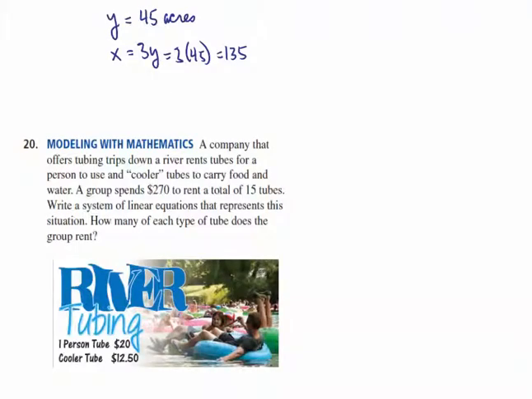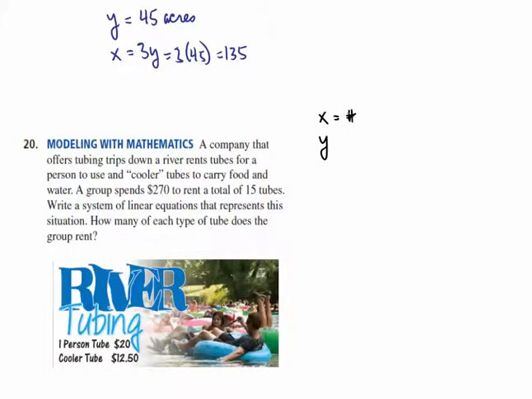Okay, in problem number 20, we have a company that offers tubing trips down a river, and they rent tubes for a person to use and cooler tubes to carry food and water. Now, a group spends $270 to rent a total of 15 tubes. Write a system of linear equations that represents the situation, and how many of each type of tube does the group rent? So what are we trying to figure out here? How many of each type of tube?